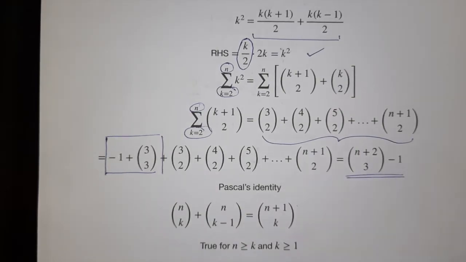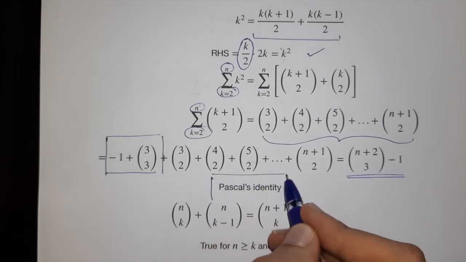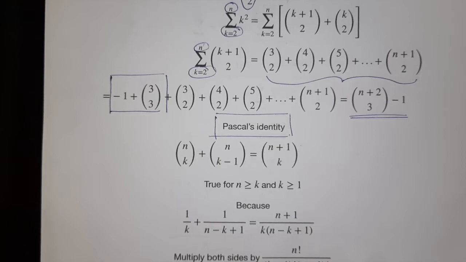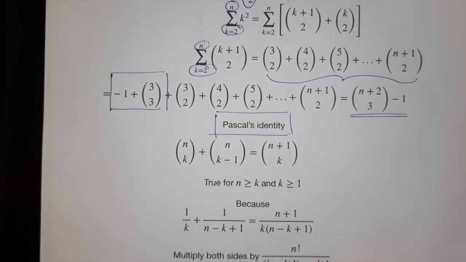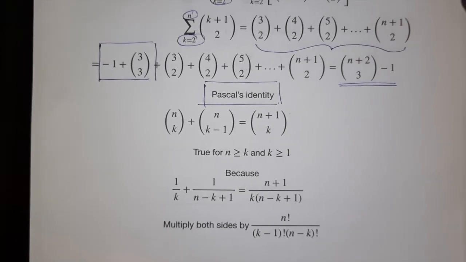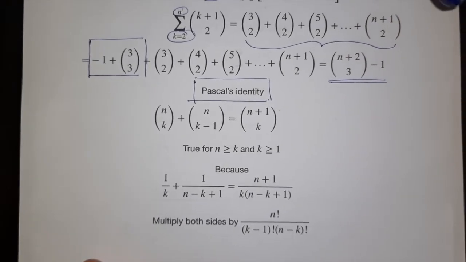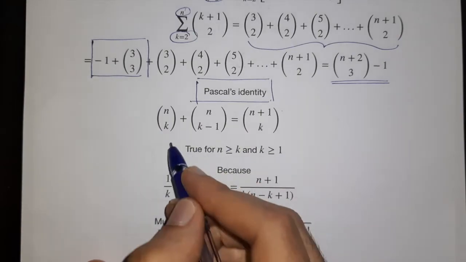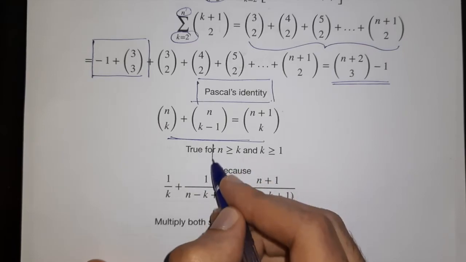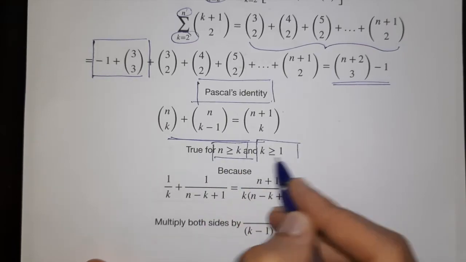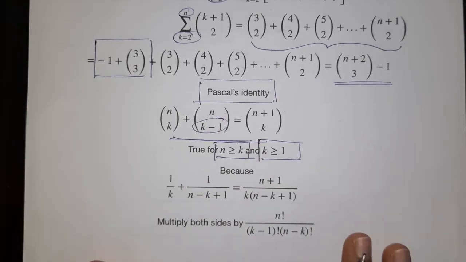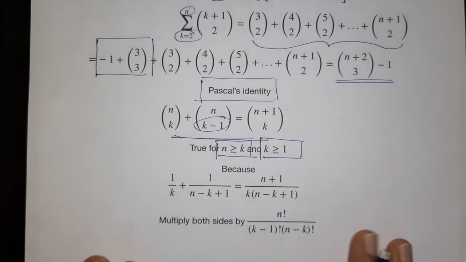To see this, we simply have to apply Pascal's identity, which states that n choose k plus n choose k minus 1 equals n plus 1 choose k. This is essentially a restatement of the fact that each element in Pascal's triangle, except for those on the edges, is the sum of the two elements adjacent to it in the row above it. The only conditions demanded by the identity are n greater than or equal to k and k greater than or equal to 1, owing to the fact that k minus 1 is greater than or equal to 0.